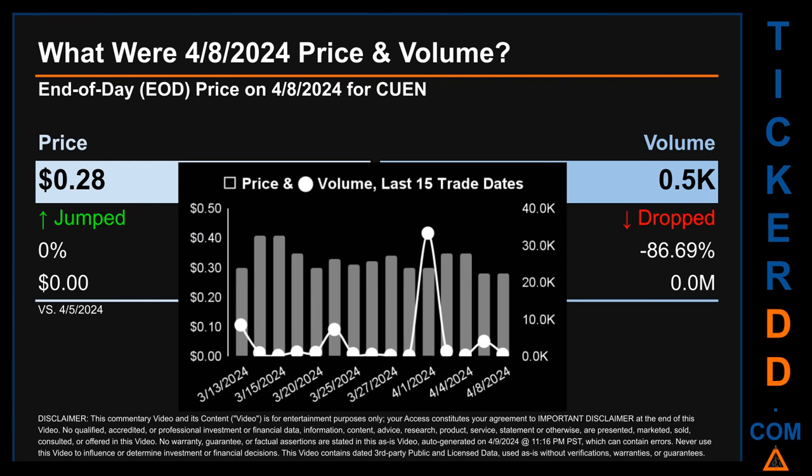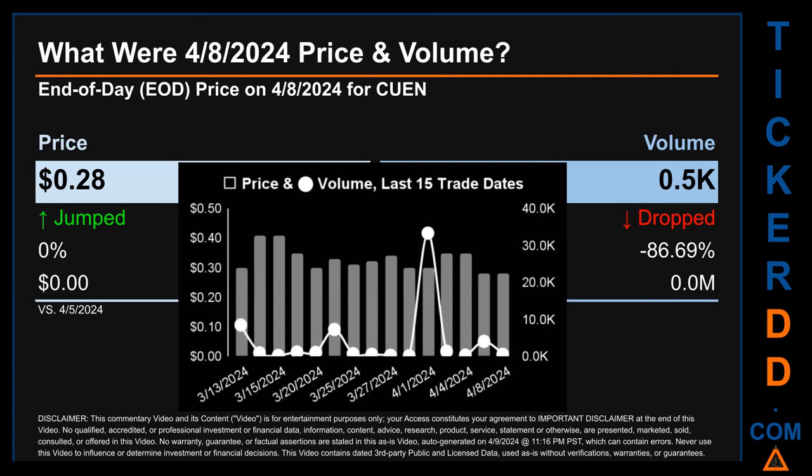What was end-of-day price and volume for CUEN? On Monday, April 8, 2024, CUEN had an end-of-day price of 28 cents and volume of about 0 million. Compared to the previous trading day, the price jumped 0%, gaining $0, while volume dropped 86.69%, decreasing about 0 million. The graph shows price and volume for the last 15 trade dates.